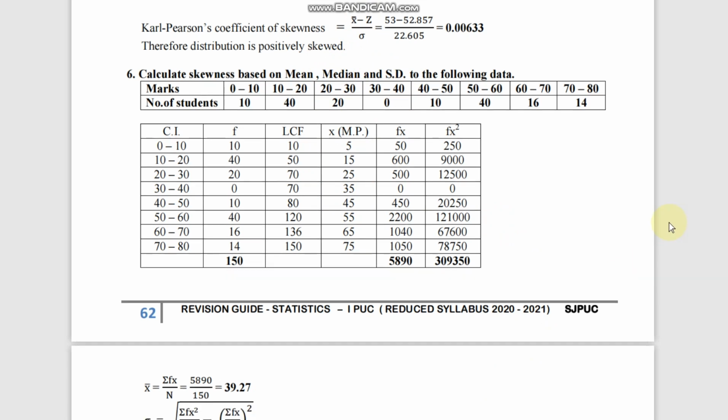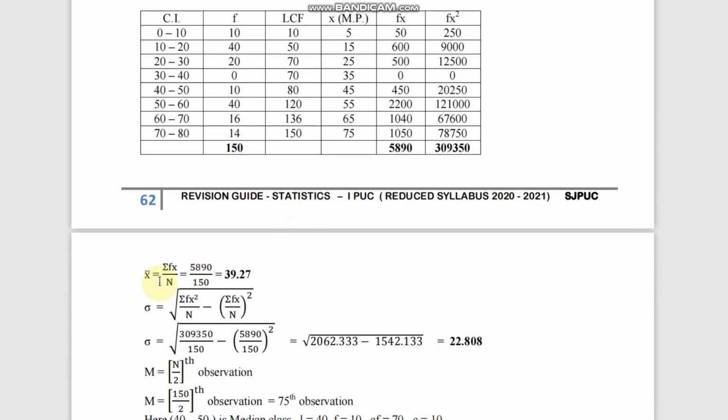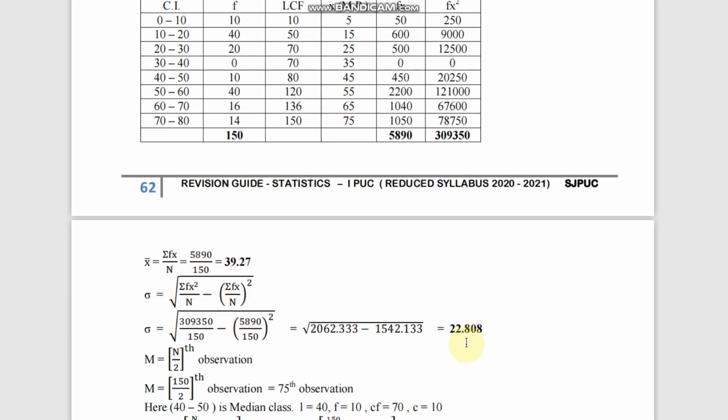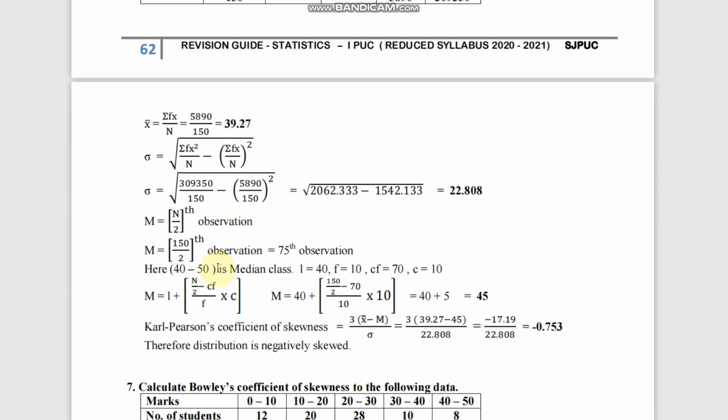So we have to find mean, standard deviation and median for the following data. We find the mean by our traditional formula, summation of fx divided by n, that is 5890 divided by 150, that is 39.27. Similarly we find the standard deviation here, which is 22.808, and finally we find the median value here, which is 45. So Karl Pearson's coefficient of skewness is given by 3 into x bar minus median divided by sigma, which is minus 17.19 divided by 22.808, which is minus 0.753. Here the answer is negative. Therefore, the distribution is negatively skewed, is our conclusion here.